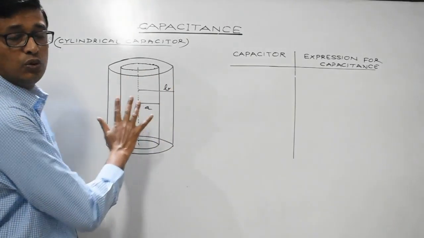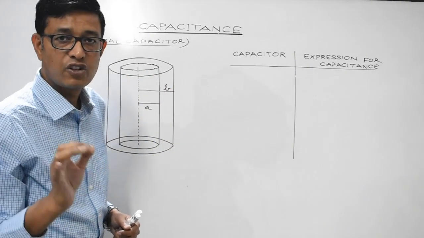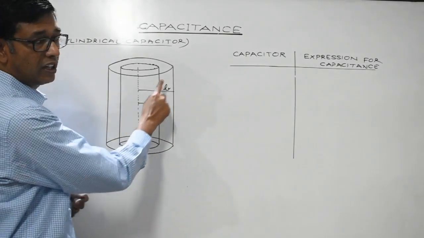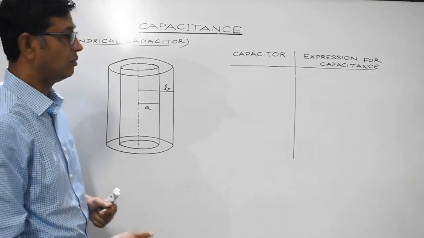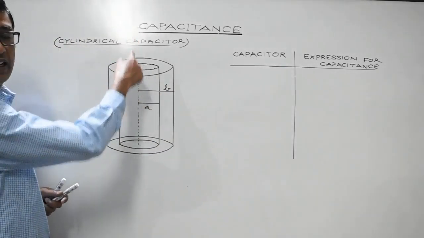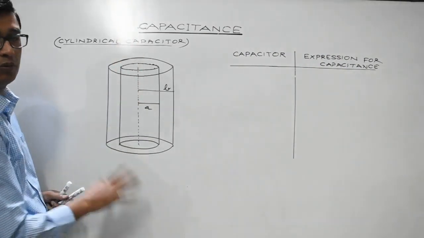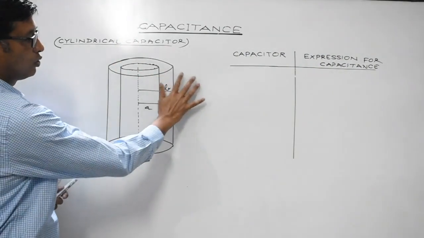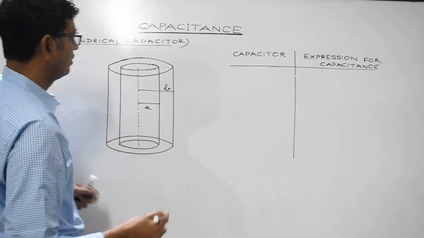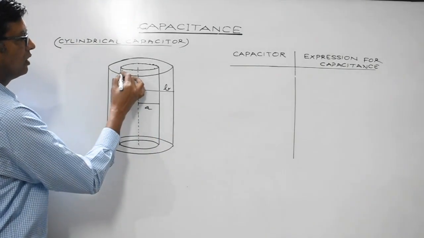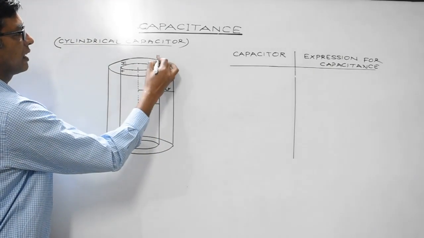These are the two coaxial cylindrical shells of radii A and B respectively. Coaxial means having the same common axis, right? So these are the two coaxial cylindrical shells. Now the inner one is the first one, the outer one is the second one.